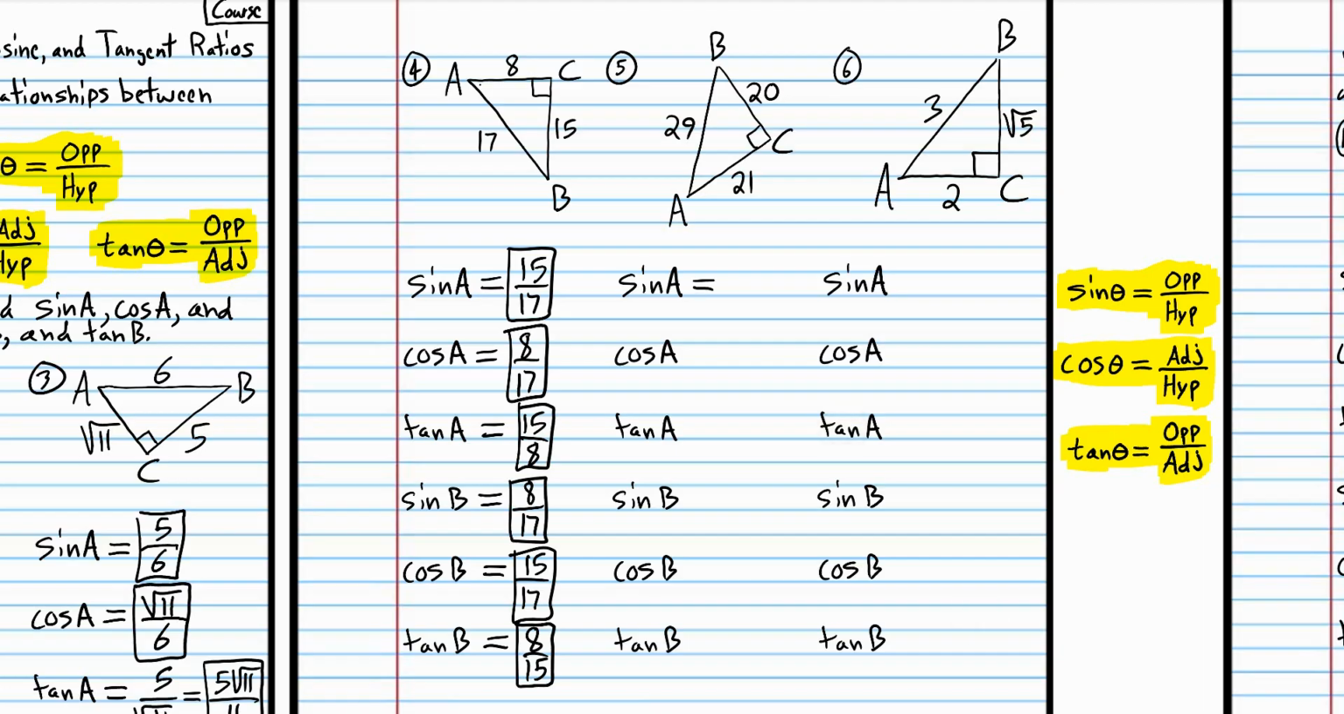All right, we're back. Sine A is 20 over 29. Cosine A is 21 over 29. Tangent A is 20 over 21. Sine B, now we're switching the angle. Sine B is 21 over 29.